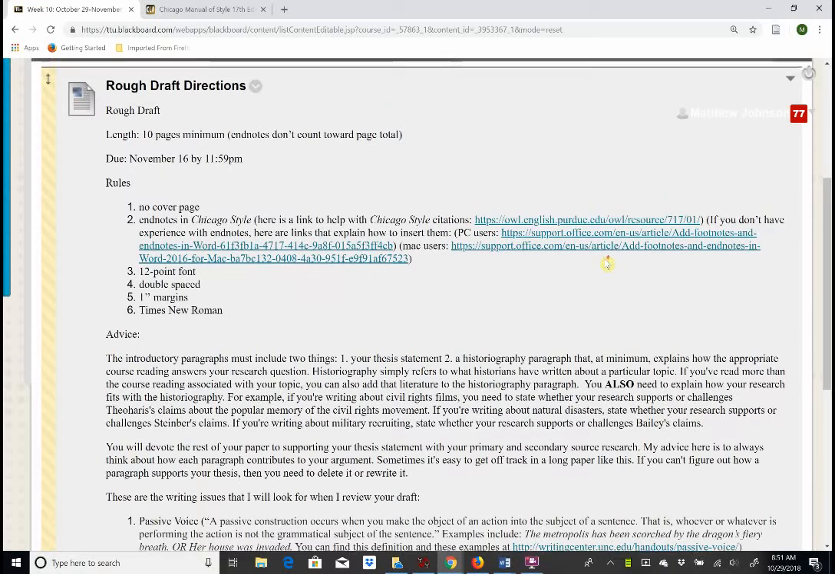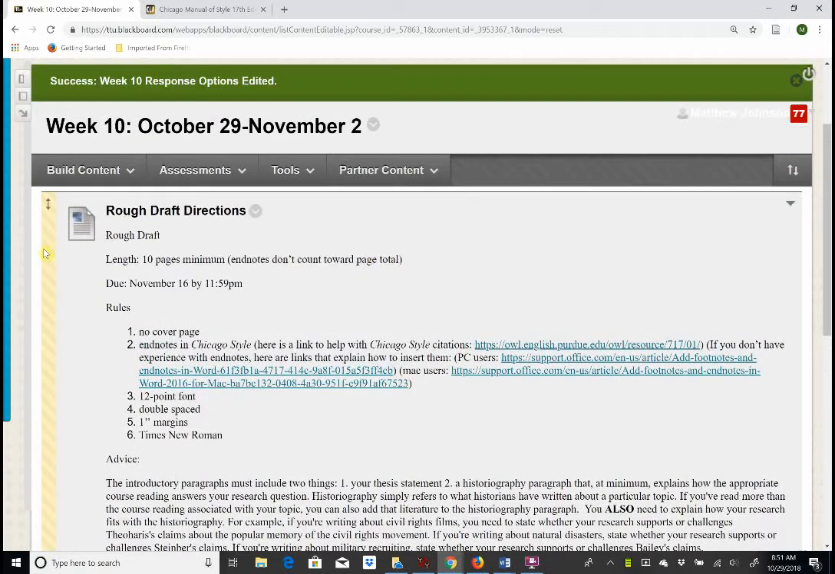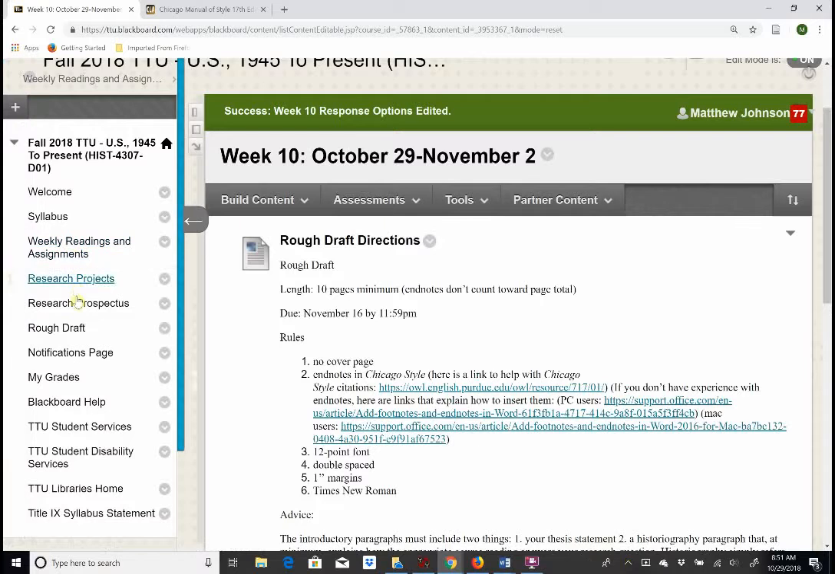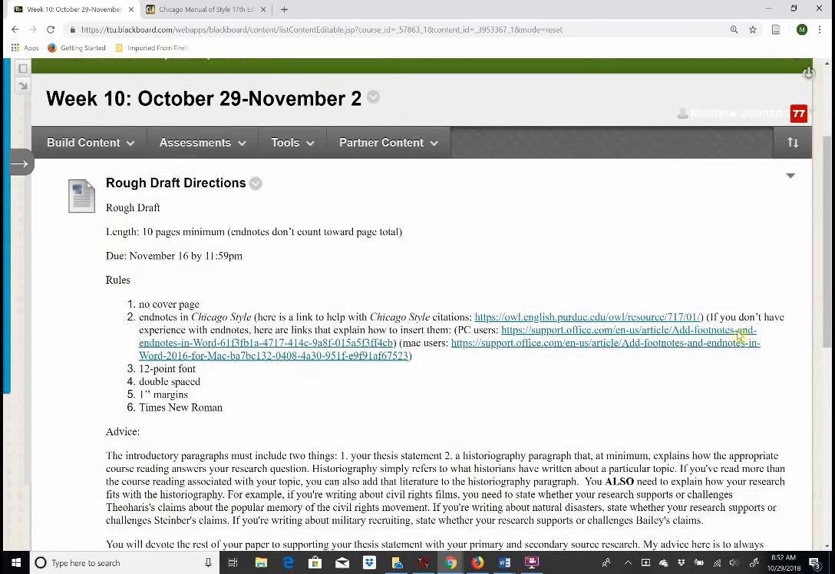Okay, hi everyone, we're back, and we're spending the next few weeks just working on our rough draft. In the folder for this week, you'll see the rough draft directions, and you'll also find them over here to the left if you just click on rough draft. I want to take you through some of the pieces of the rough draft, give you some advice, and show you how to do endnotes.